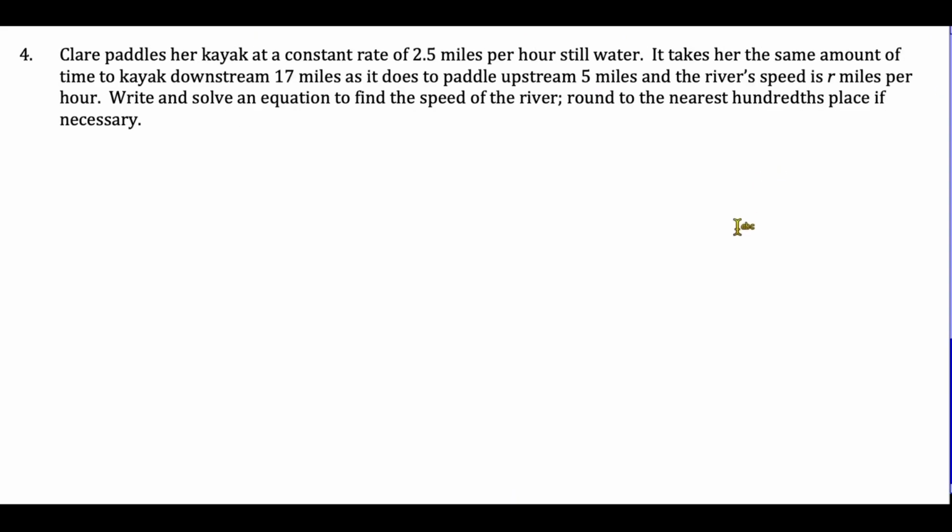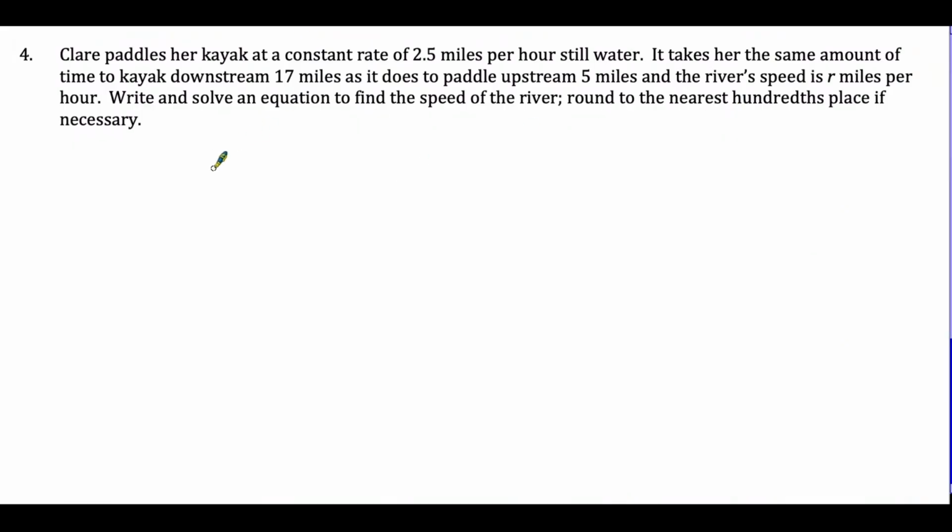Number 4, another story problem. So here we are paddling our kayak in the river. If Claire is paddling in still water, she can go 2.5 miles an hour. But she is going to be going upstream and downstream of a river. Now, it takes her the same amount of time to kayak 17 miles downstream as it does for her to kayak 5 miles upstream. So our goal here is to solve for the speed of the river.